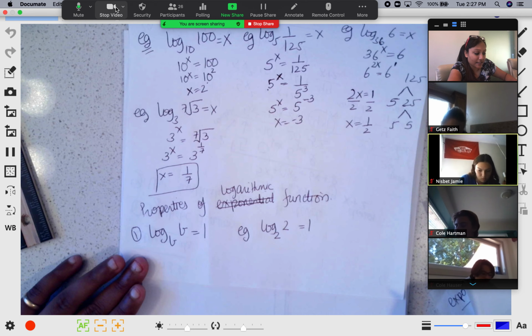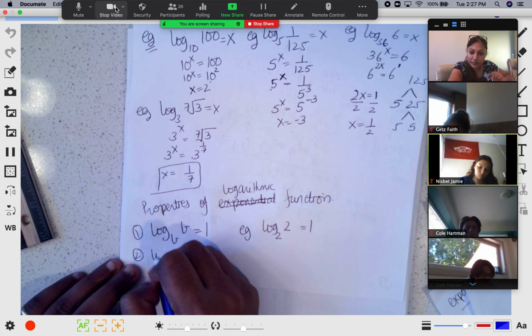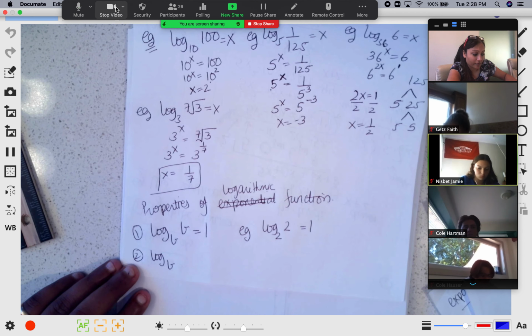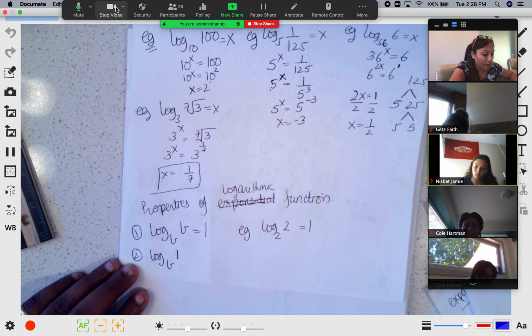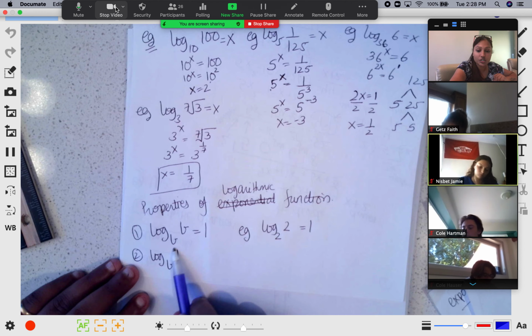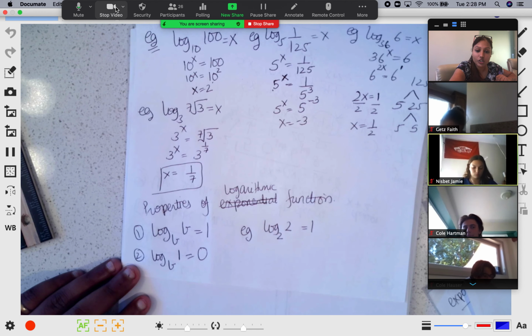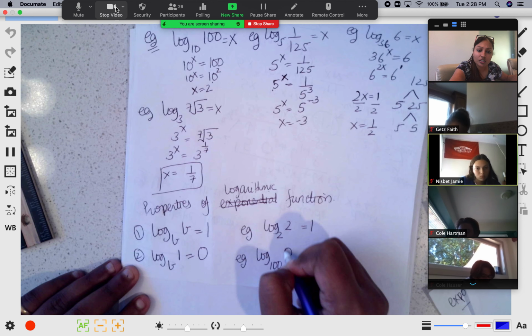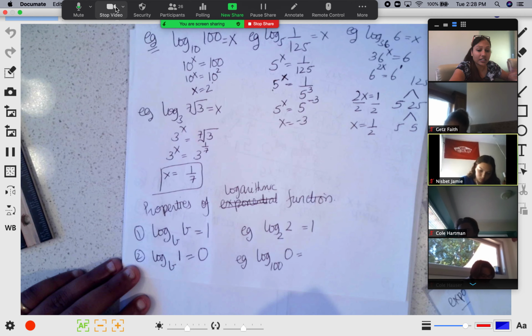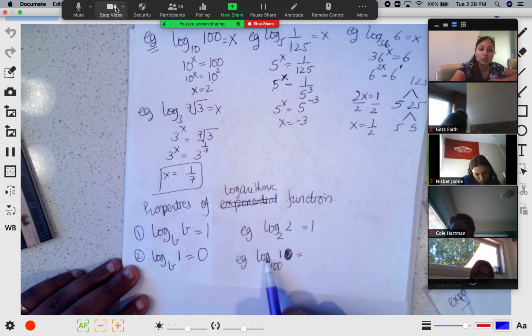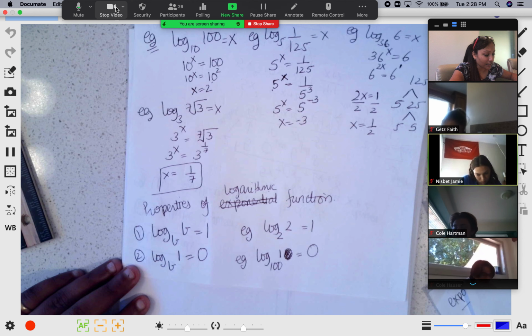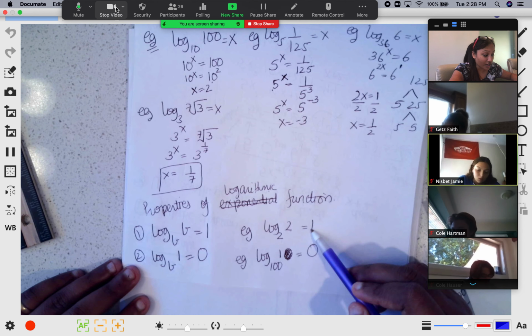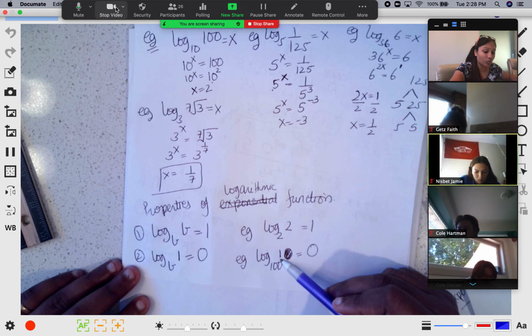The second property is, if you have some log base b and here you have 1, no matter what your base is, it will always be equal to 0. Example, what's the value of log base 100 of 1? You don't have to write it in exponential form. You directly should know, if you have log of any base with 1, it will always be equal to 0. If they are exactly the same, it will equal 1. If your base is different and here you have 1, it will always be equal to 0.